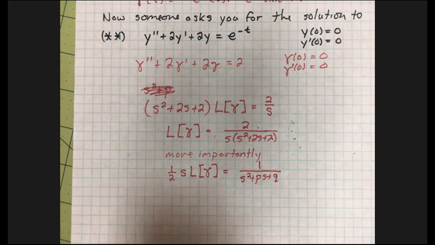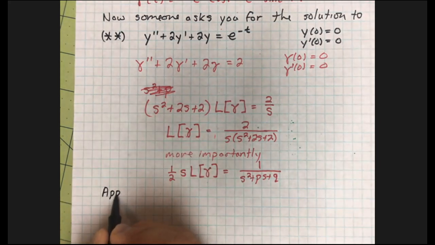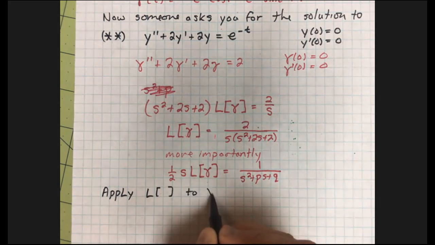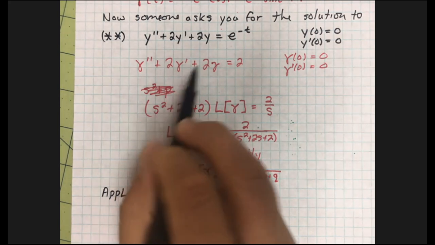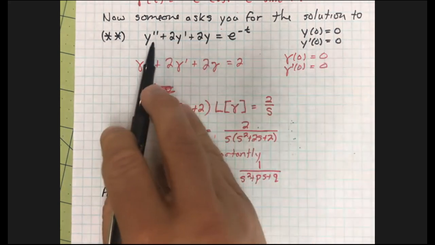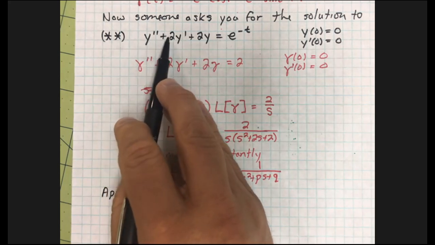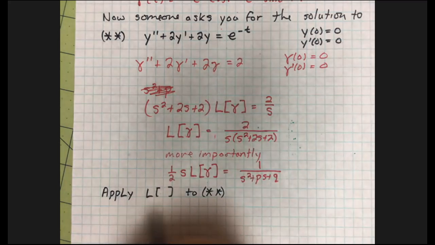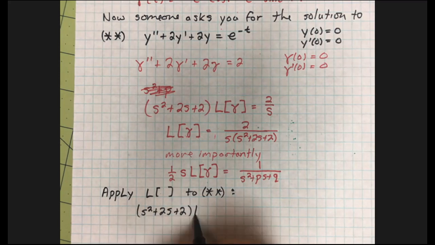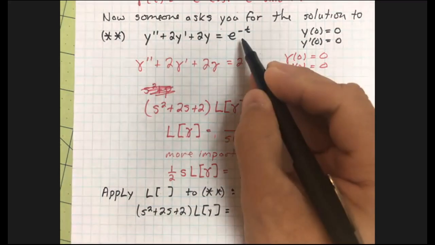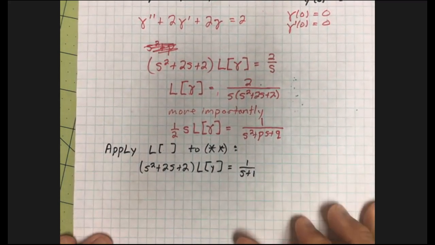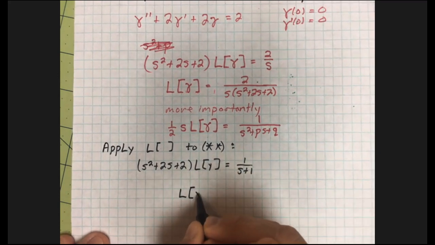Let's start solving double star with the Laplace transform. Let's apply the Laplace transform to double star. Well, again, double star has the sweet initial conditions. So I'm going to have s squared Ly plus 2s Ly plus 2 Ly. And I know the Laplace transform of e to the minus t, so I'll write this down in one stroke. s squared plus 2s plus 2 times Ly equals, and the Laplace transform of e to the minus t is 1 over s plus 1. Very innocent looking. So remember, I'm trying to solve double star. And now I know the Laplace transform of the solution to double star.